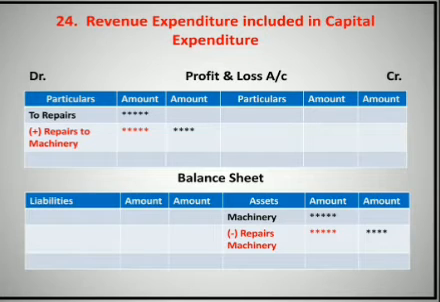Now, whenever these revenue expenditures are included in capital expenditure, then what we have to do? We have to add to the particular repairs and maintenance, that is the repairs to machinery account, and deduct from the particular assets, because it is not a capital expenditure, it is a revenue expenditure. That is why we add to the repairs under the profit and loss account, and we deduct from the machinery under the balance sheet asset side.